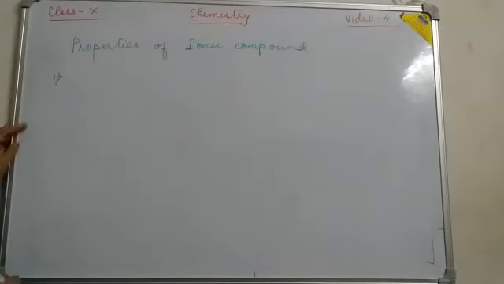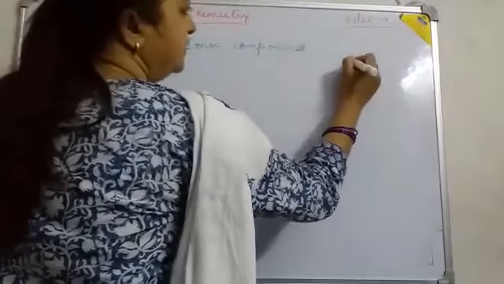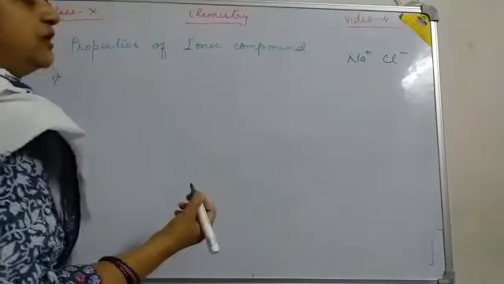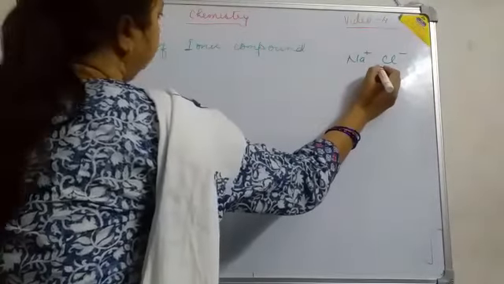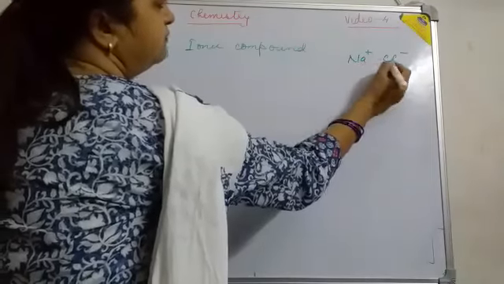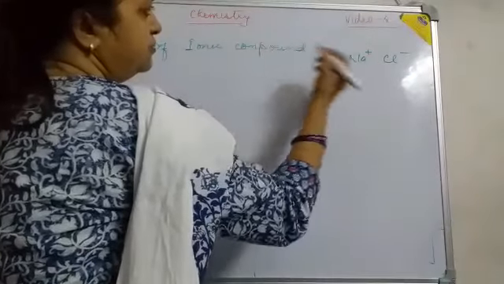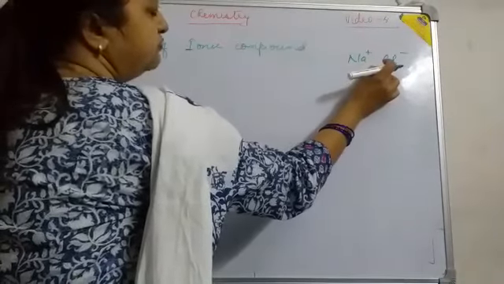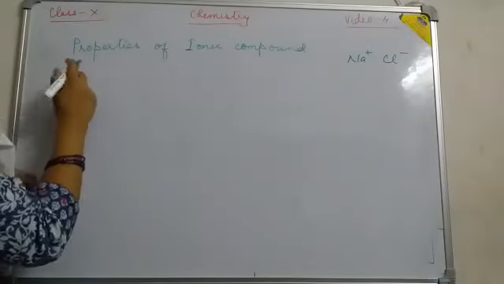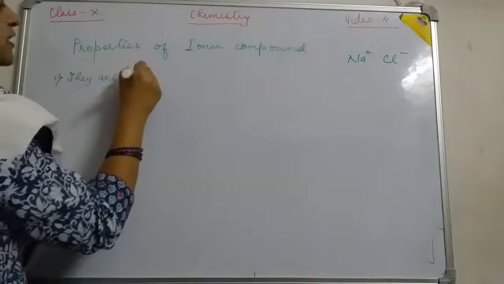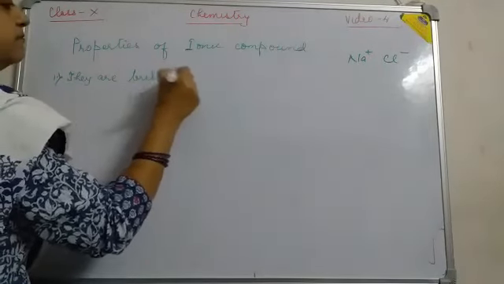Our next topic is properties of ionic compounds. Ionic compounds are formed by the electrostatic force of attraction. This means sodium plus and chloride minus are attracted towards each other due to this electrostatic force of attraction. So, an ionic compound is formed by a strong electrostatic force of attraction. The first property of ionic compounds is that they are brittle solids.